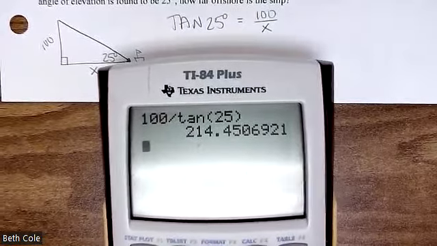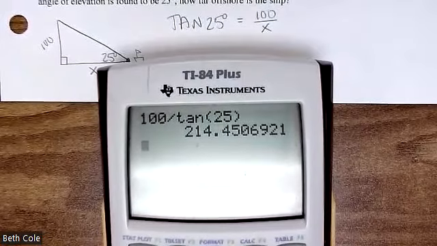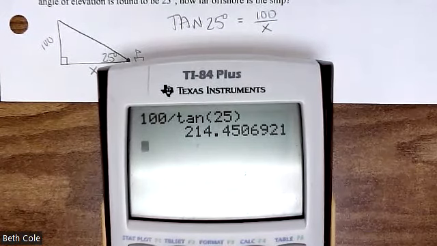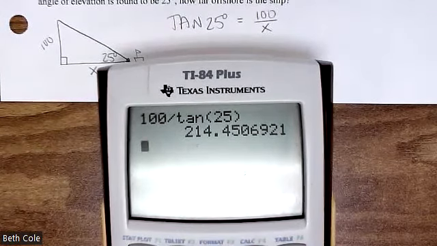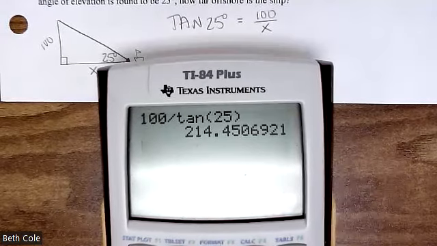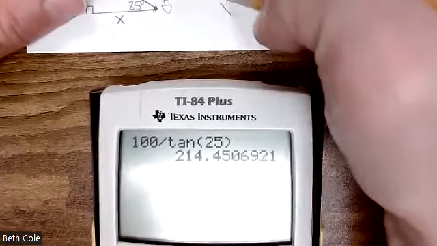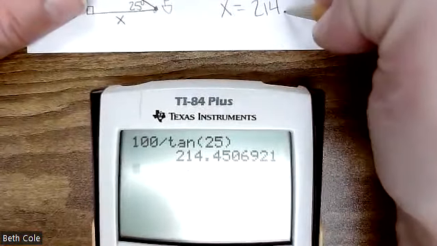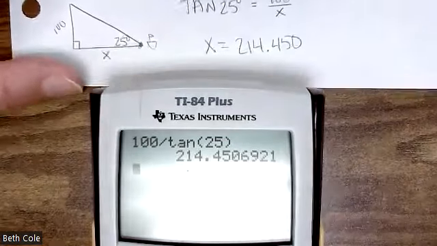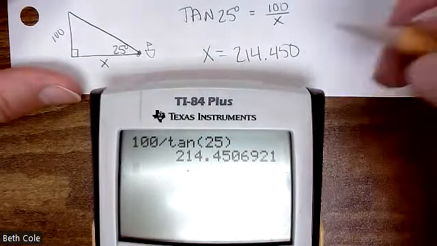And then you want to check your answer makes sense. It's 214, sounds like it makes sense. Well, the cliff was 100 feet high, so something close to 100, in the ballpark. If you got 3, I hope you would be like, that's not right. Or if you got like 4,000, I hope you would be like, hey, that's not right. All right. So we got x is 214.450. And then you do need units because it's a word problem. I think this one was feet, wasn't it?